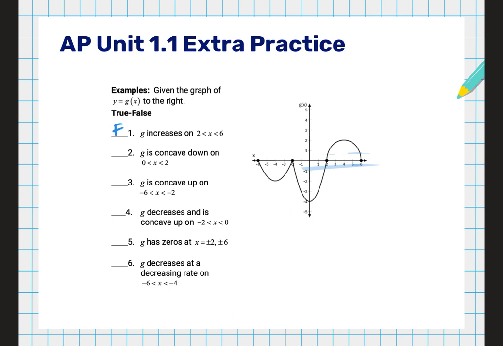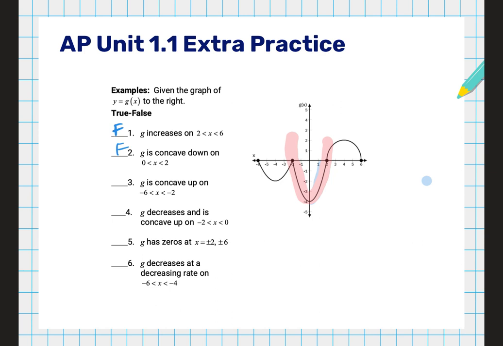Then the next one said it's concave down from 0 to 2. From 0 to 2 is this part here, okay? That is part of your U shape, which means it's concave up, not concave down. So this is also false.